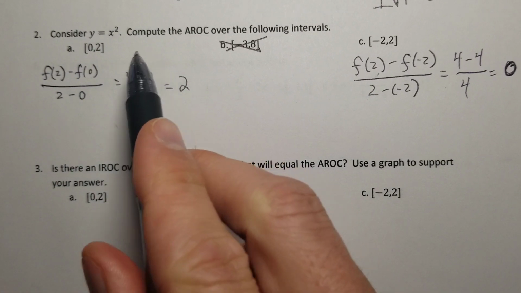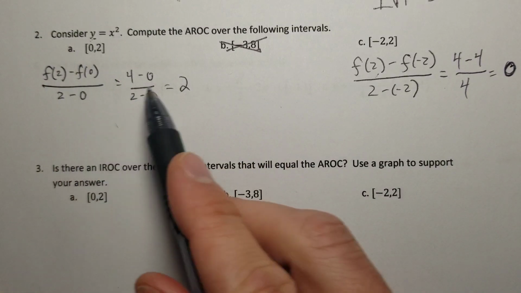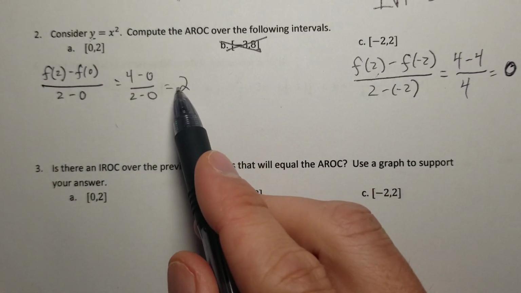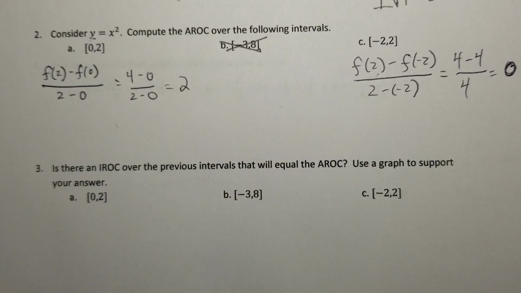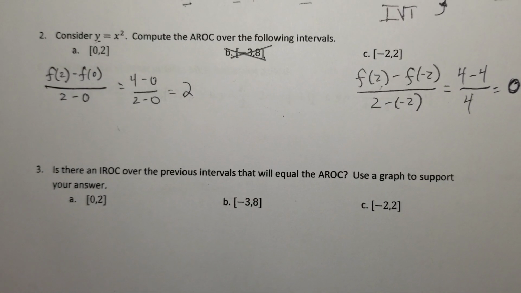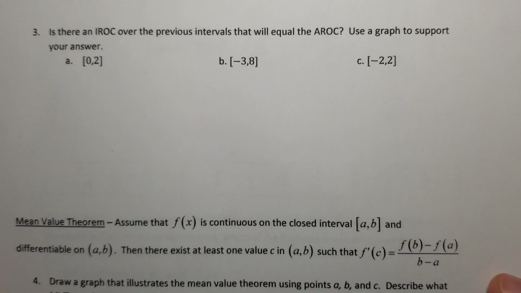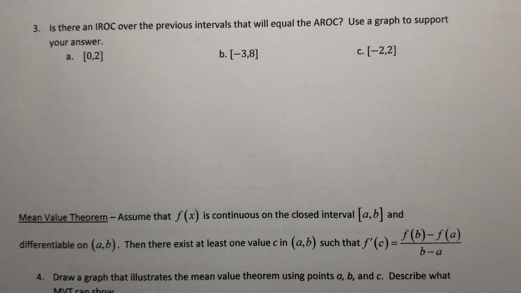So now we're doing an average rate of change here. When we do an average rate of change, for instance, if y was in terms of meters, this could be meters per second. We're dropping down a level. All right, so let's take a look at number 3. Number 3 says, is there an instantaneous rate of change?